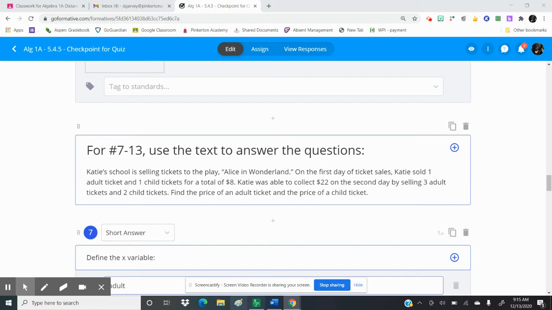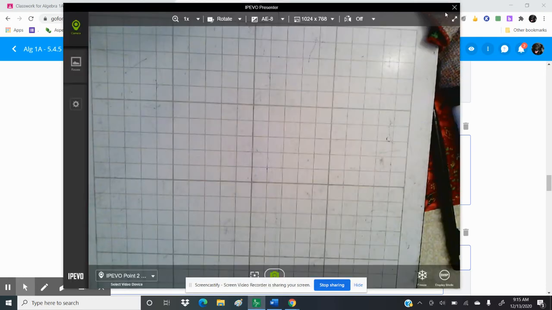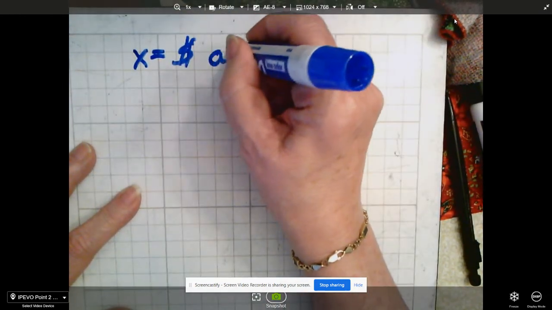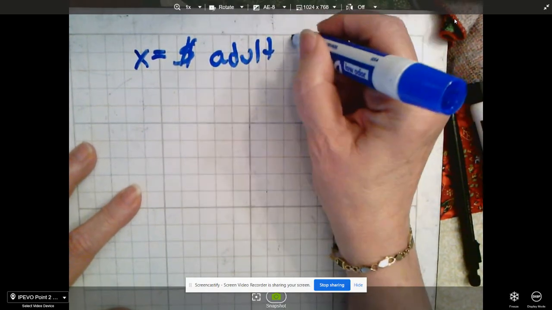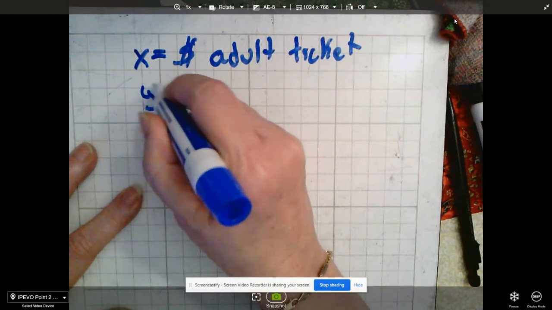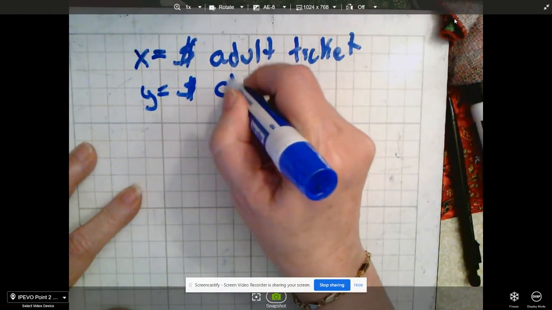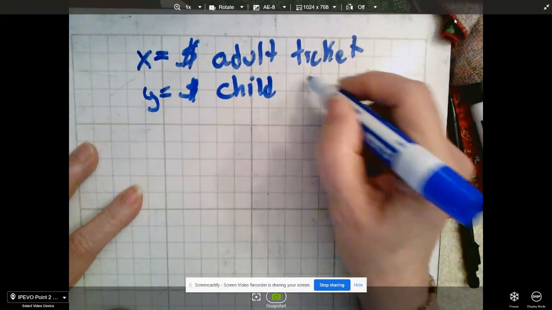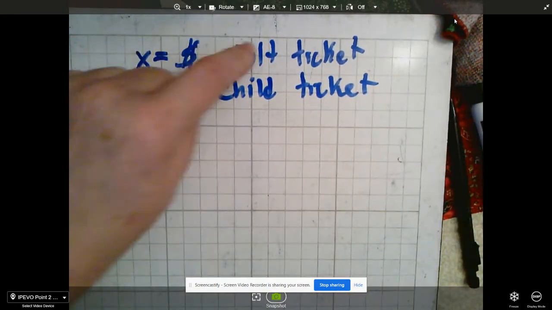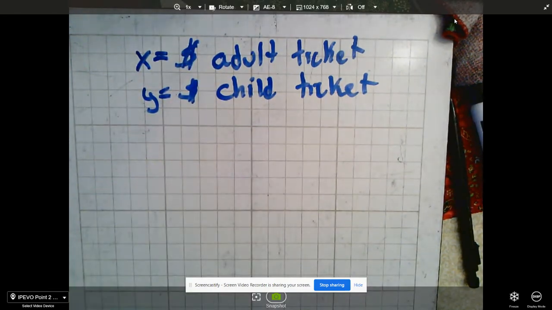So let me just switch screens here. I am going to set X equal to the price or the cost of an adult ticket. And I'm going to set Y equal to the price of a child ticket. Now, it doesn't really matter. You could have done that in the reverse. You could have set X equal to the child ticket and Y equal to the adult ticket. It makes no difference.